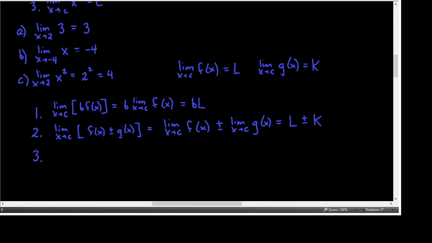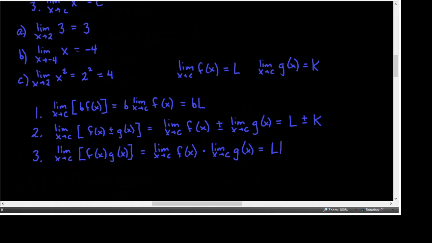Number 3, the product of two functions. Okay, the limit of a product of f of x multiplied by g of x, we can take the limit of the first function and multiply it by the limit of the second function, and then by substitution the first limit is L times the second limit is k, so it'll be L times k.